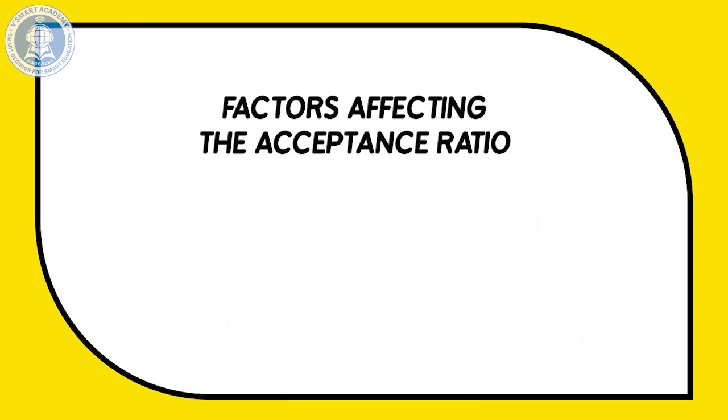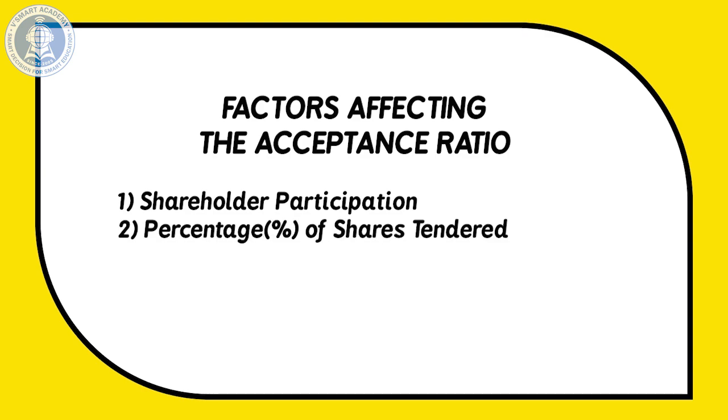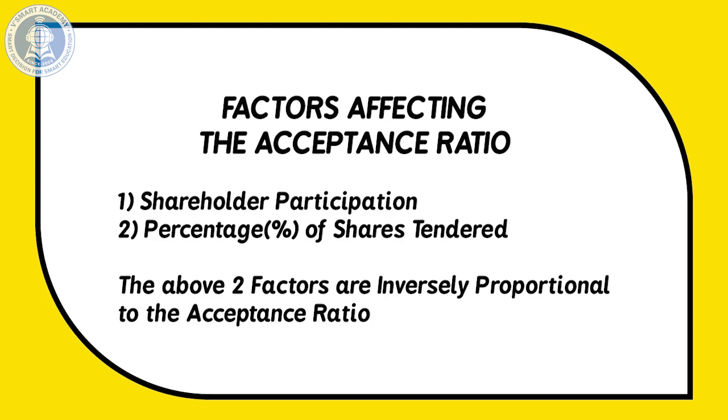The acceptance ratio depends on two factors. Number one, shareholder participation. The more the shareholder participation in the buyback, the lower is the acceptance ratio, and vice versa. And the second factor is percentage of shares tendered by the shareholders. If the shareholders tender a very high percentage of their shares compared to their entitlement ratio, then the acceptance ratio will be low, and vice versa. So both these factors are inversely proportional to acceptance ratio.